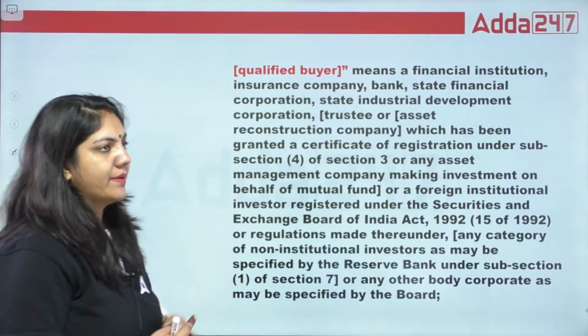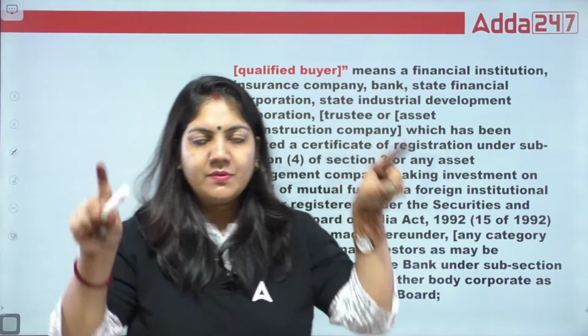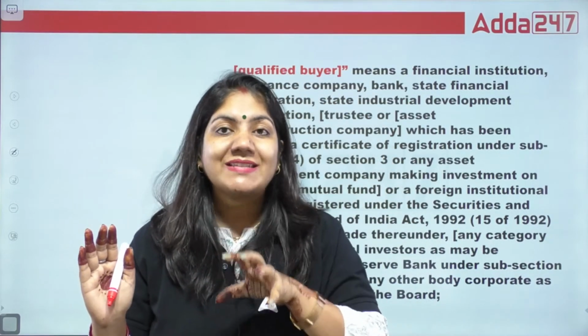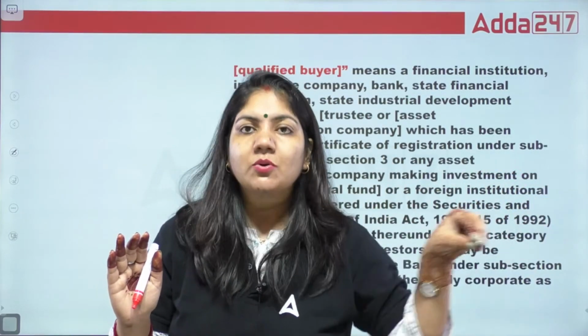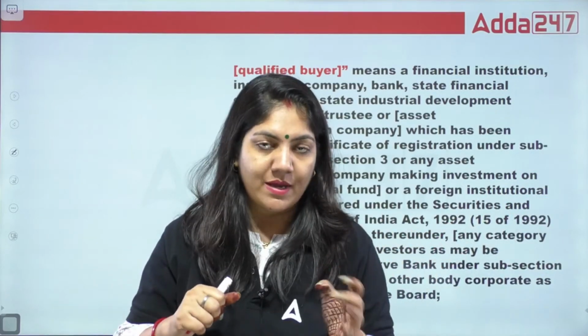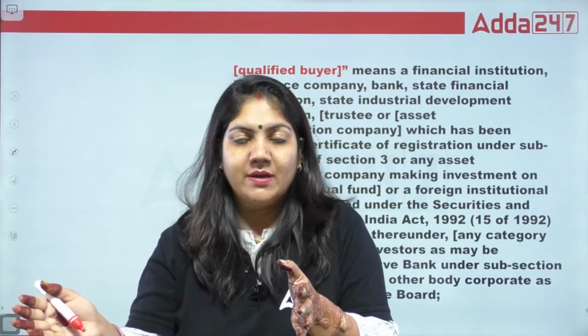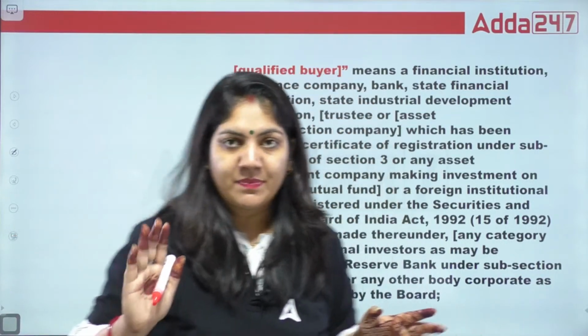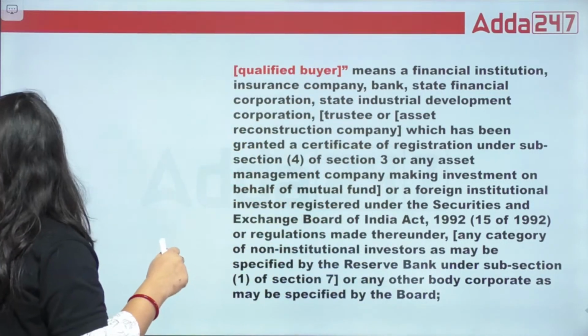What is a qualified buyer? So just remember the diagram that we have just seen in the session. A qualified buyer is the last person who takes the secured property from the ARC company, and for that property the qualified buyer will give the money. So what comes under the qualified buyer?